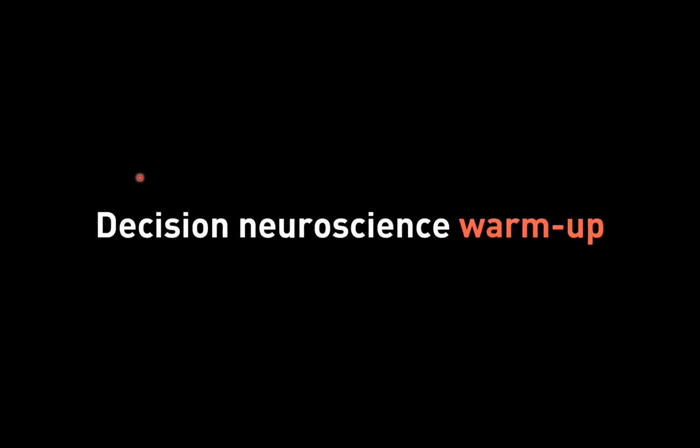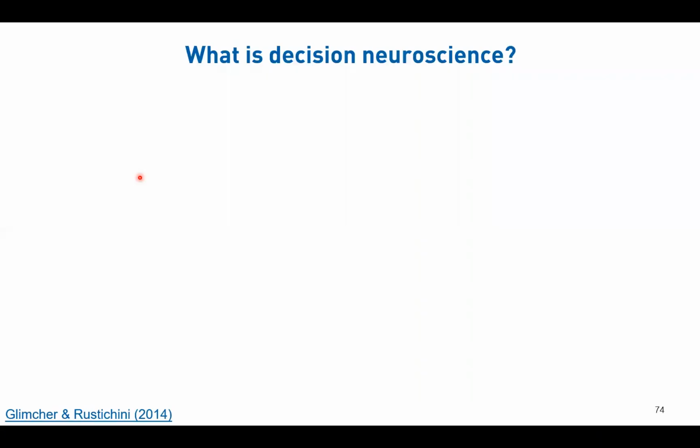So decision neuroscience warm up, experimental design, and the statistical inference, right? So I hope you do learn something important for your own study. So the first question is, what is decision neuroscience?